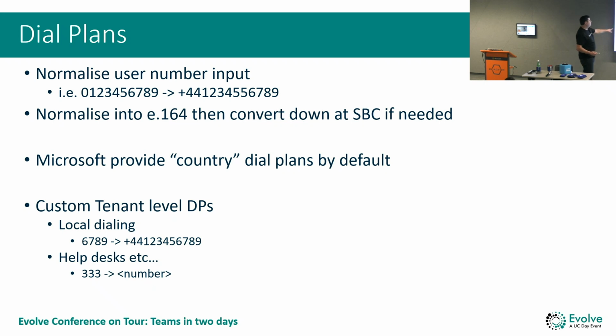So that's where you can create tenant-level dial plans, okay? So you can create your own rules. You can have 25 rules in a dial plan assigned to a user. And this is where you get funky with your regex. So you can do stuff like, if a user's dialed 6789, turn that into blah, blah, blah, 6789. Or maybe your help desk, you've got people dial 333 for their help desk. Take 333 and blow that up to be whatever the number of our help desk is. So you can create those rules to do that in your dial plan.